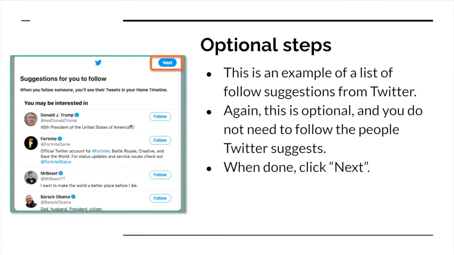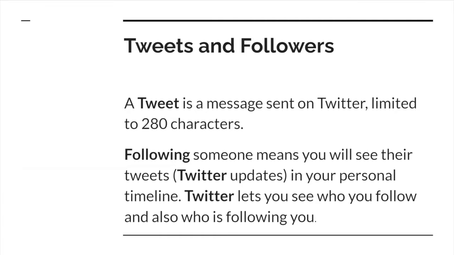After that, though, Twitter will generate a list of follow suggestions. Again, this is optional, but if you would like to start off with a couple people and see their tweets, all you have to do is hit the follow button next to the names. Once you're done with that, you can hit the next button. A tweet, again, is just a message sent on Twitter. It's limited to 280 characters. If you're following someone, that means you'll see any of their tweets in your personal timeline. Twitter lets you see who you follow and also who is following you.